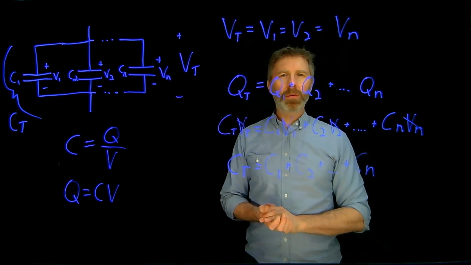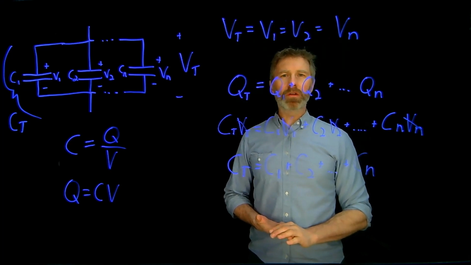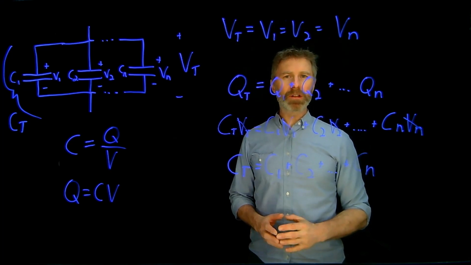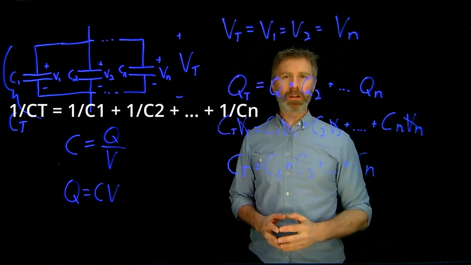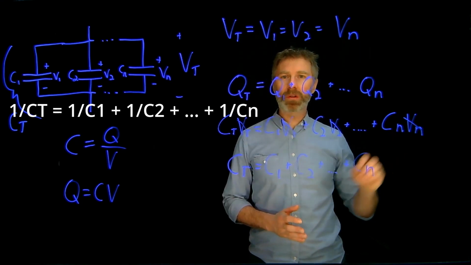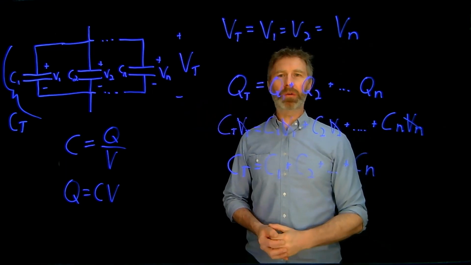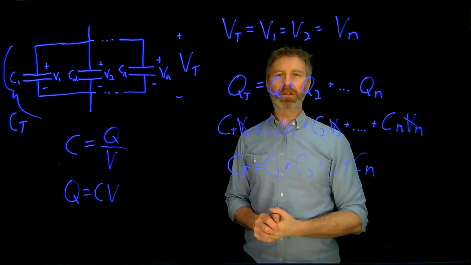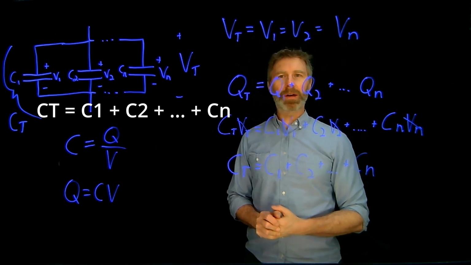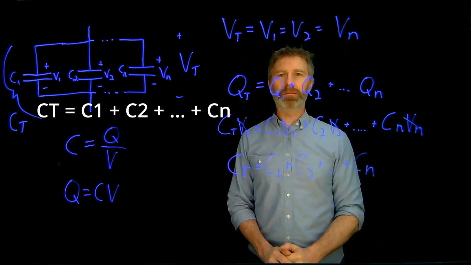So after this video, what do you know? You know how to calculate the total capacitance when you have a set of capacitors that are in series: the inverse of the total capacitance will be the sum of the inverses of the individual capacitors. And I've shown you how to figure out the total capacitance when you have capacitors in parallel. That total capacitance will simply be the sum of the individual capacitors.